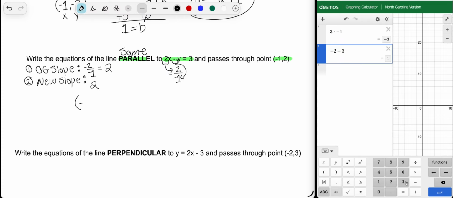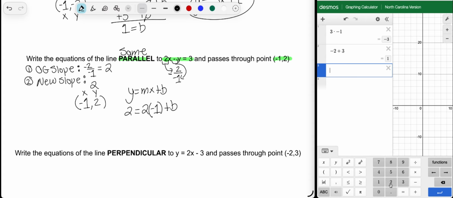So I'm going to use 2 as my new slope. The point they gave me was -1 and 2, and I'm going to label it x and y so I can plug into y equals mx plus b. Under y, I'm going to put 2. Under m, I'm going to put a 2 because that's my new slope. Parenthesis, x, which is -1, plus b. Then I go to Desmos and do my multiplication, 2 times -1, which gives me -2 plus b.